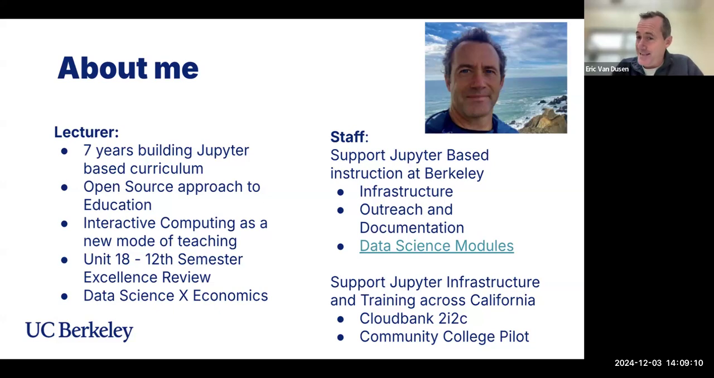I am a Unit 18 lecturer. All you staff people may not know this. We are the Uber drivers of UC Berkeley. We teach something like 40% of the credit hours. We are represented by a union, the AFT, different union than the grad students, different union than UPTE. But they have a thing where when you get to 6 years or 12 semesters, you get an excellence review. So I am in my excellence review right now. Wish me luck.